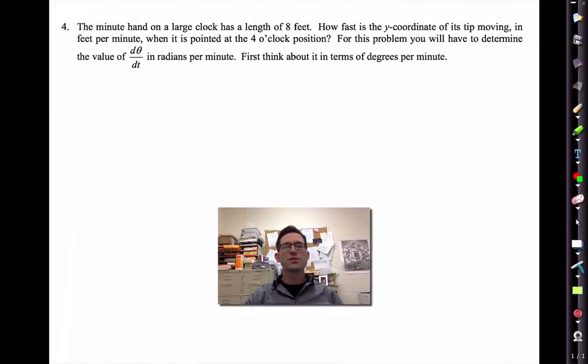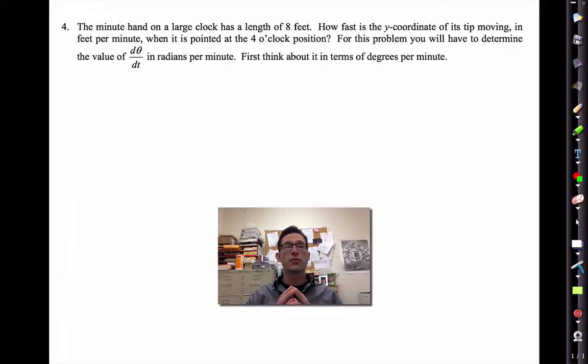All right, last problem. This one's pretty challenging too because it's going to involve trigonometry. The minute hand on a large clock has a length of 8 feet. So we're talking about those big clocks on the side of a building. How fast is the y-coordinate of its tip moving in feet per minute when it's pointed at the 4 o'clock position? For this problem, you will have to determine the value of d theta dt in radians per minute.